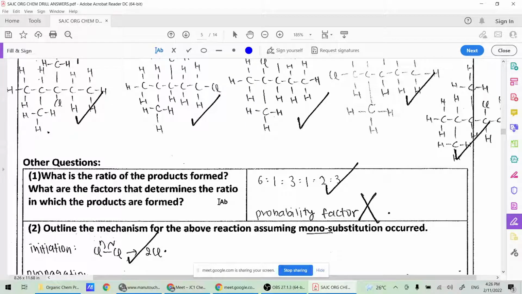Because the stability of the radical actually plays a part also. Don't forget the tertiary radical is the most stable. Hence, you will have that in the highest proportion, followed by the secondary radical, followed by the primary radical. There's a bit of a pause here because I'm asking everybody to think about the ratio of the products formed based on the number of hydrogen positions that could give rise to a substitution.